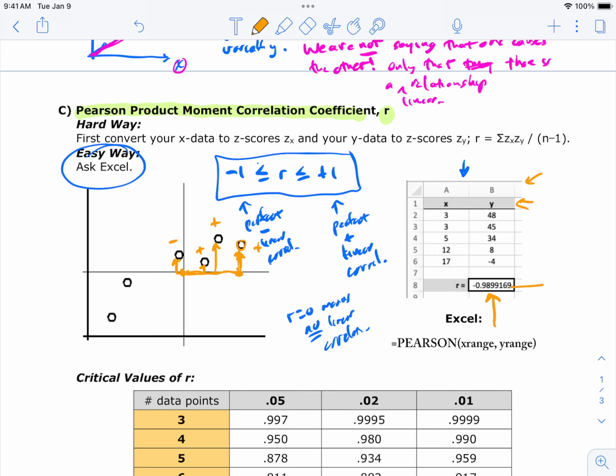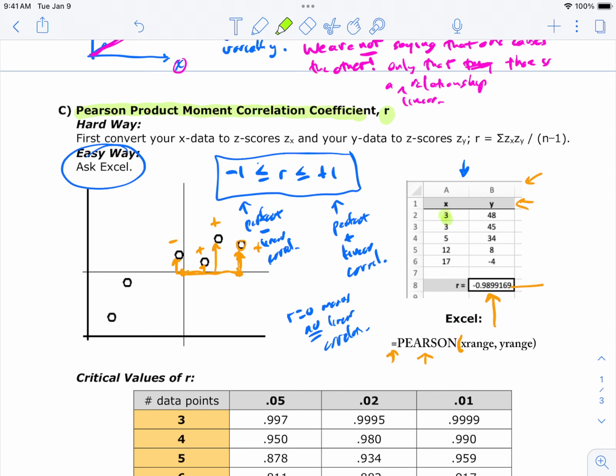So how do you use this thing? So you come to this cell, you type the equals. You have to type the equals because that's what tells Excel to do a calculation for you. You have to type this word in, Pearson, and I think it has to be capitals, though I'm not sure. And you have to open up a parentheses. And then when it says X range, what you do is you take your mouse to cell A2, right? This is cell A2.